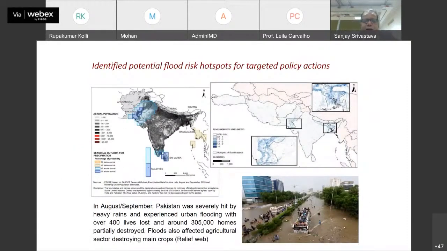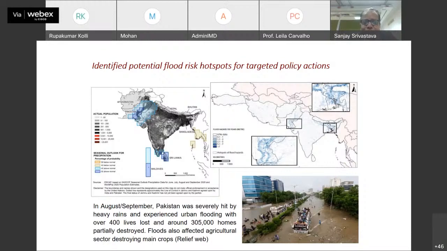Of course, I don't want to make a tall claim, but what was a surprise for all of us was in 2021, when we used the seasonal forecast SASCOF data, three months ahead, I think sometime in the month of April, and then we brought out this impact forecast. For example, in August and September, Pakistan was severely hit by heavy rains and experienced urban flooding, with 400 lives lost. It was indicated very well in advance. Many of the hot spots which were indicated well in advance happened in due course of time.